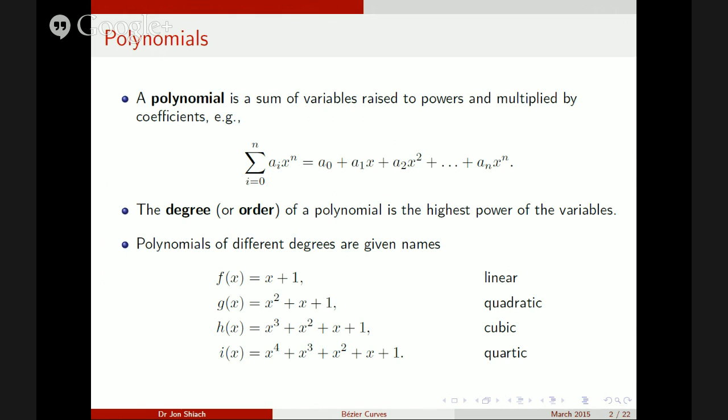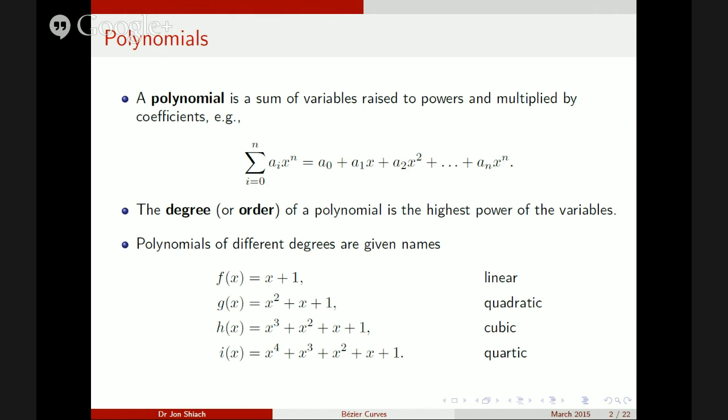The degree, well, I actually tend to use order for this, but I did a little Wikipedia search, and degree seems to be the term preferred of a polynomial. It is the highest power. So for example, if your highest power of X is 3, then we have what we call a cubic polynomial of degree 3. So the degree is simply the highest power.